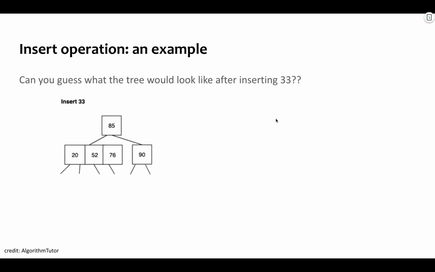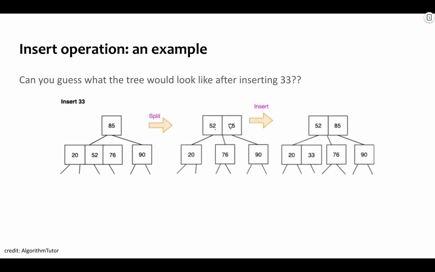All right, let's have a look at what it becomes. First, we need to split. First of all, where should 33 go? It has to take the left part like this, and it should go to this part. However, this node is a 4 node, and we cannot insert 33 here.